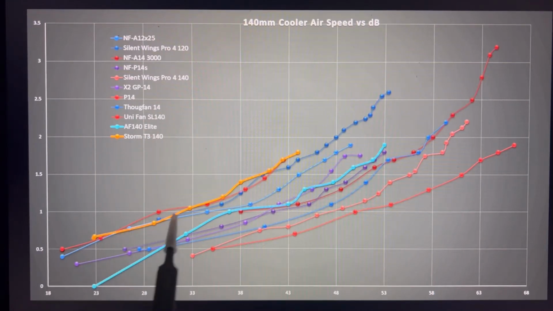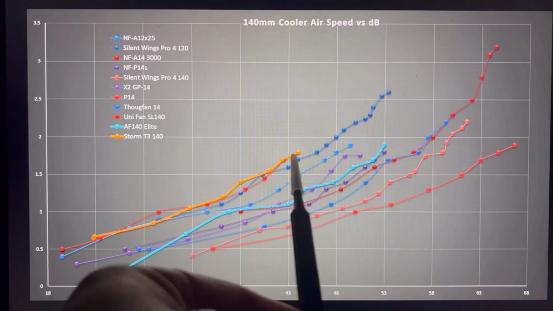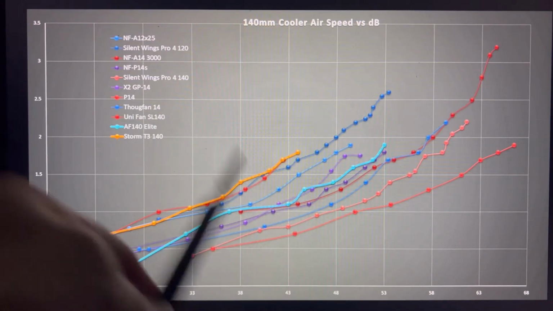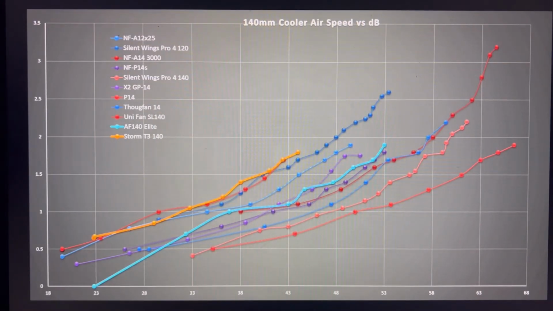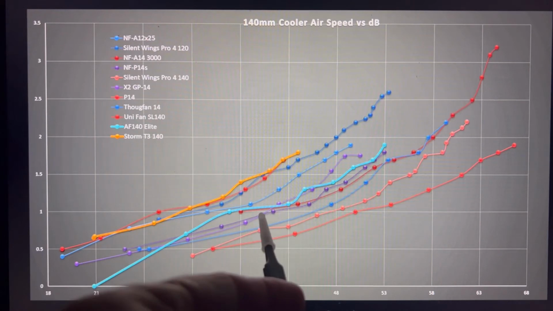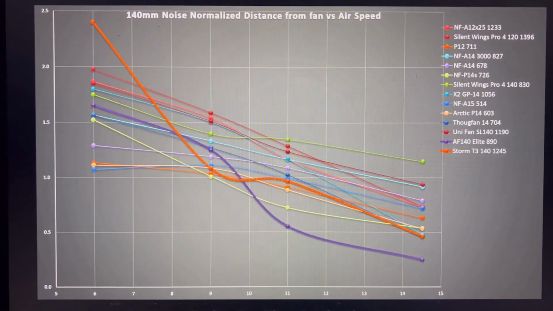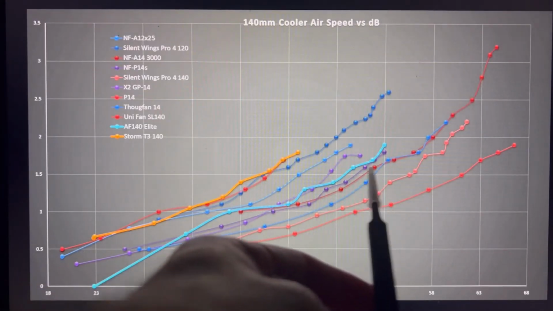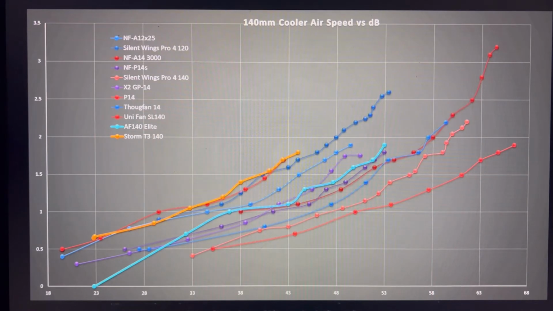So the orange line represents the Antec Storm T3. It's towards the top of the graph, performing very well overall, all things considered. And the Corsair Elite is down here, more in the middle of the pack. So it's not a bad place for it to be, but it's just not as high a performer.